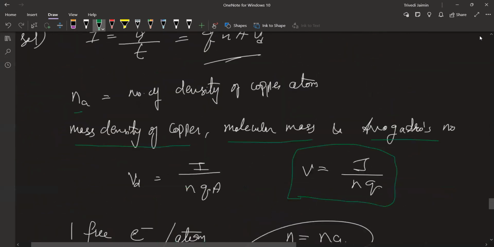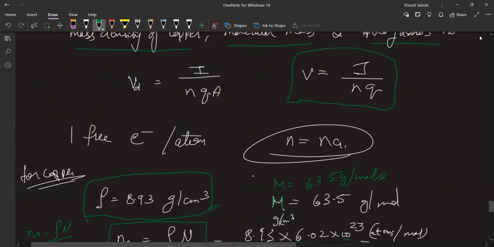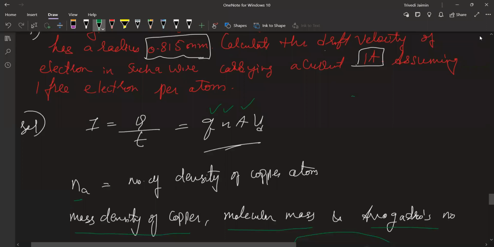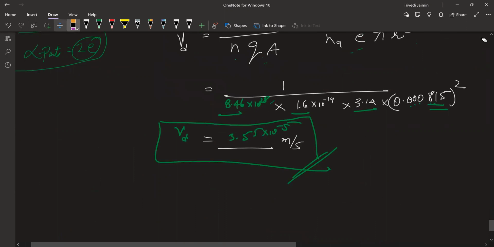Area, 815 mm. That means 0.000815. Or if you find this difficult, you can use 815 into 10 to the power minus 6 meters here like this also. This is also okay. We can use this instead of this one. We can use 815 into 10 to the power minus 6, the whole square. So 815 into 815 into 10 to the power minus 12.